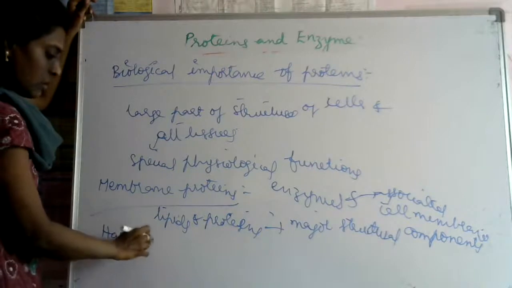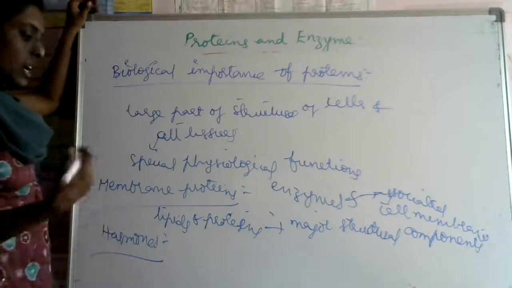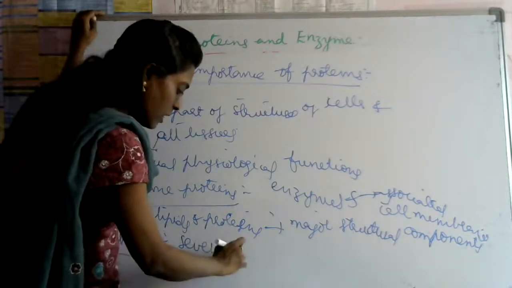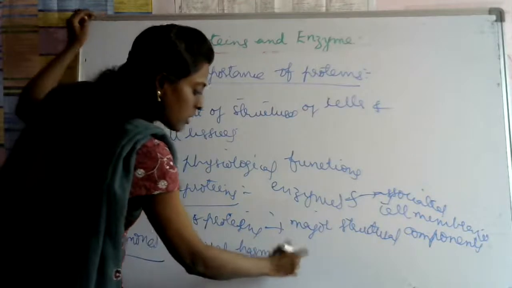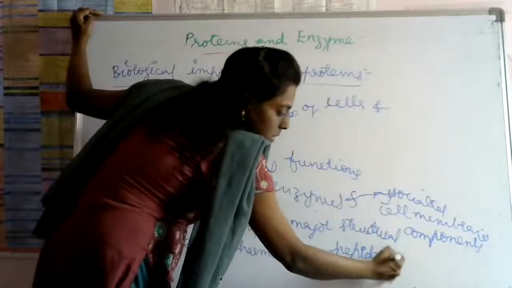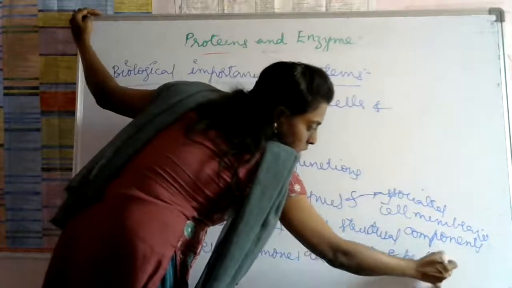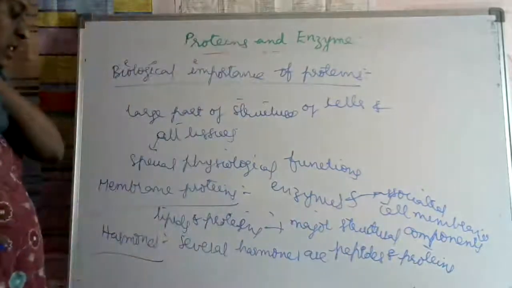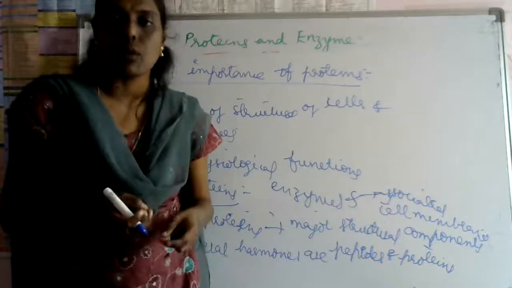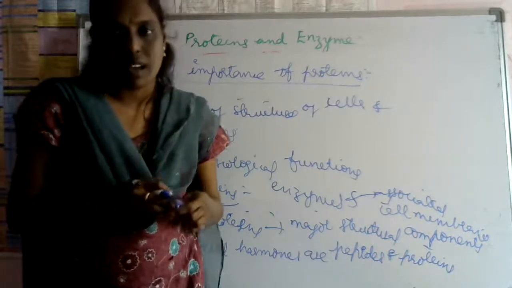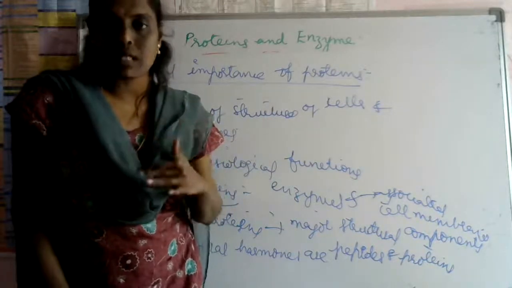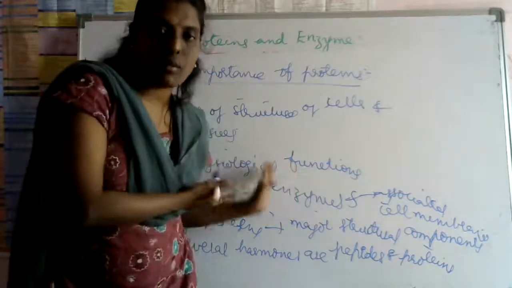You know very well, hormones play a very important role. Several hormones are peptides and proteins only. Peptides and proteins play an important role in the regulation of metabolic processes. If you take any metabolic process, that is controlled by the hormones. Maybe you have heard about hormonal imbalance, which means a deformation of the proteins.